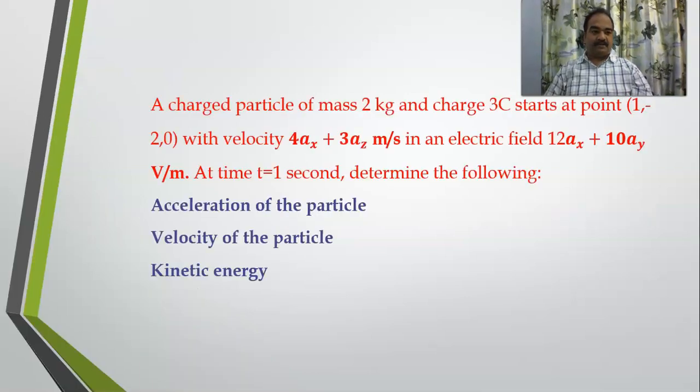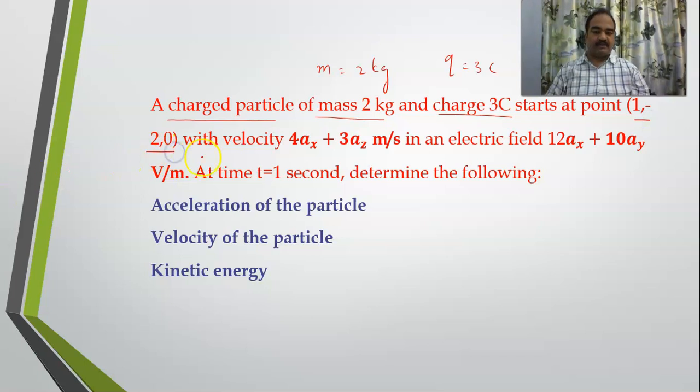Moving on. This is your first problem for today. The problem states that a charged particle of mass 2 kg, which means m is equal to 2 kg, charge is 3 coulomb, starts at a point, this is the initial point, with initial velocity, in an electric field, this is E. Do remember, this is electric field, which means it is E. Determine the following: acceleration of the particle, velocity of the particle, and kinetic energy.